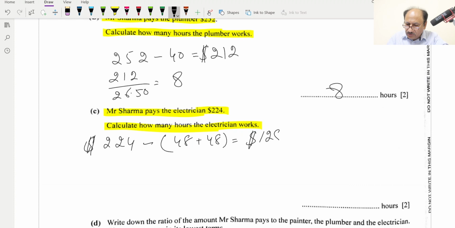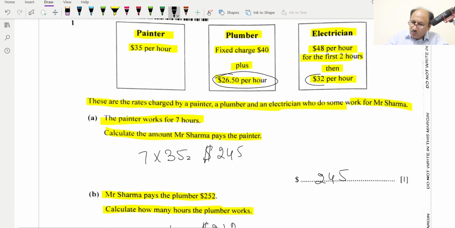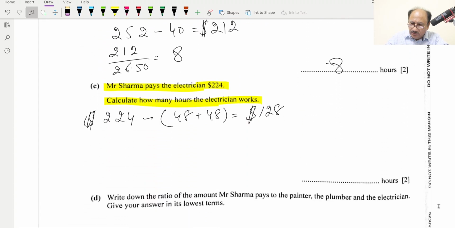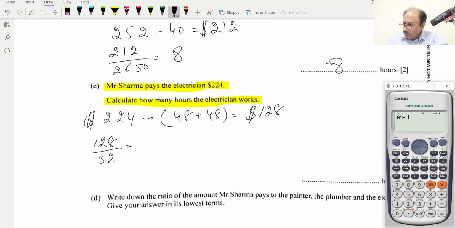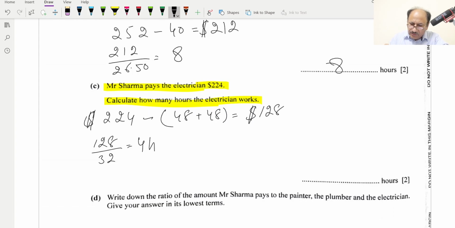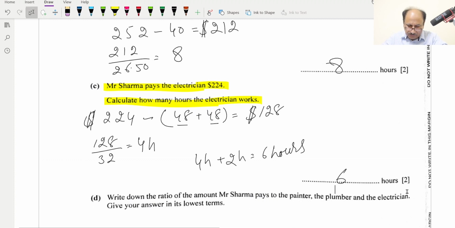So $128 were charged at the rate of $32 per hour. So 128 divided by 32 is equal to 4 hours. So 4 hours is this much, and the first 2 hours were at 48 and 48. So in total it will be 4 hours plus 2 hours, which is equal to 6 hours, and that will be our answer. We can provide over here 6 hours.